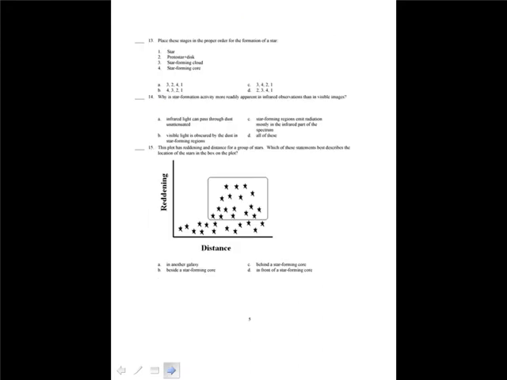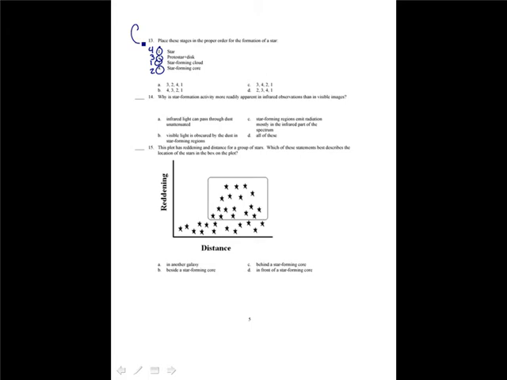Place these stages in the proper order for star formation. The first stage is a cloud. That's a big cloud. They fragment into a star-forming core, and then it turns into a protostar plus disk, and then finally into a star. So that is 3, 4, 2, 1. That is option C. Number 13 is C.